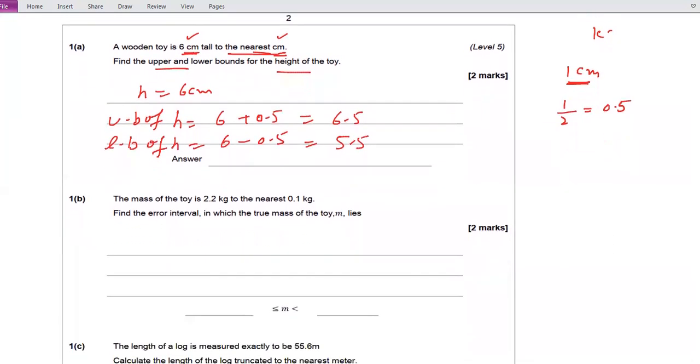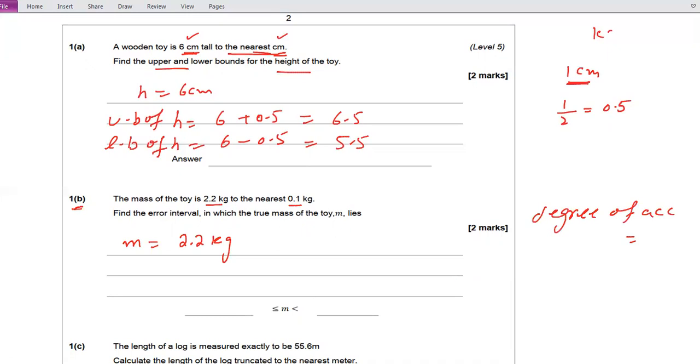Okay. Now, next is the mass of a toy is 2.2 kg to the nearest 0.1 kg. Now, what is mass? Mass is 2.2 kg. What is degree of accuracy? This you need not write. I'm just writing so it should fit in your mind.